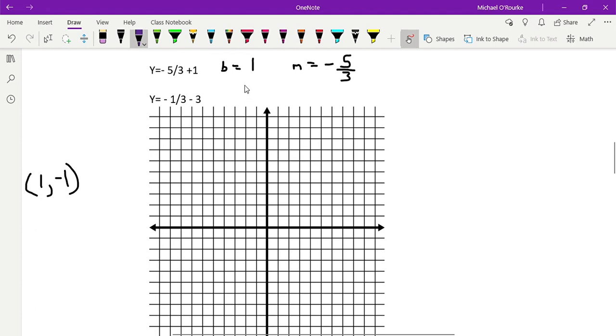So where do we start? Let's double check that one. So I go to 1 first. Chilton, you better be putting this on your paper. Then from here, I go down 5. Just take your time with it. So 1, 2, 3, 4, 5. Then I'm going to go over 3. 1, 2, 3.